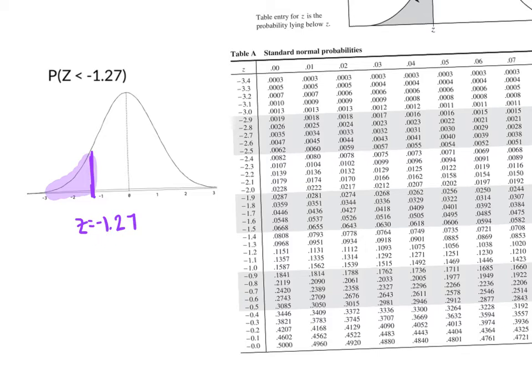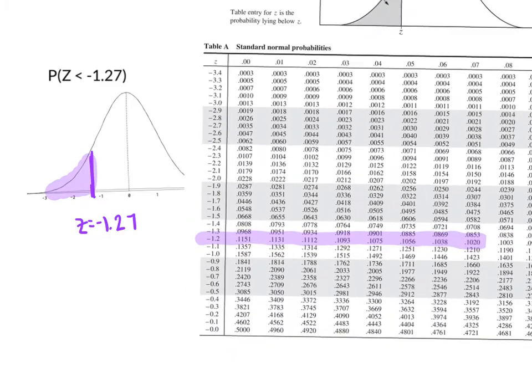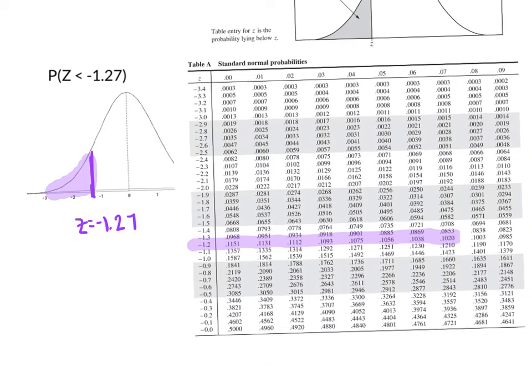So I'm going to highlight those values over here. Highlight the row for those values here. And then the next thing I'm going to do is highlight the column for 0.07 to finish this off. That's here. And when I look at this, I see that the corresponding values intersect right here at 0.1020. So this is equal to 0.1020. And that answer makes sense because this is a very small portion of the curve that we're shading.